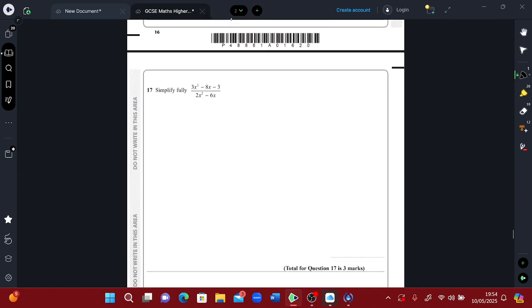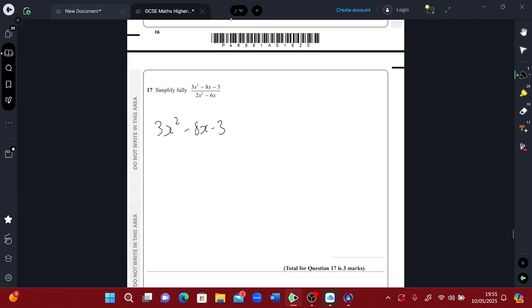Now on question 17. Simplify, again, a very common exam question. Simplify an algebraic fraction. With this, it should be on autopilot by now. Always, always, always try to factorize. So let's factorize the top. 3x squared minus 8x minus 3. Now, actually, it's quite awkward because you have a 3 in the front. So we're going to need to factorize a bit more carefully.